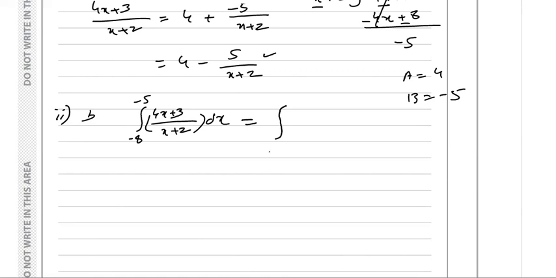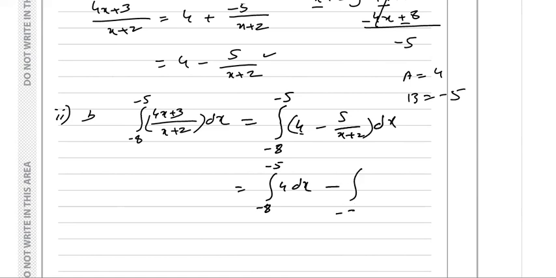So I will say it is from -8 to -5, 4 minus 5 over x plus 2 dx. So it will be from -8 to -5, separate them, 4 dx, and this minus from -8 to -5, 5 over x plus 2 dx. 4 is constant, write it outside. 5 is also constant, write outside.